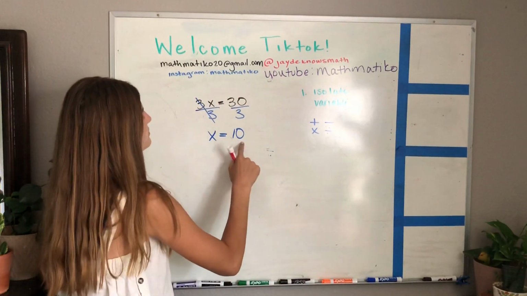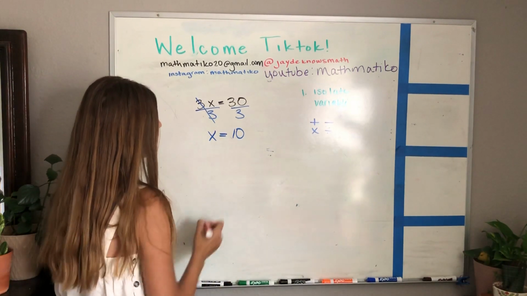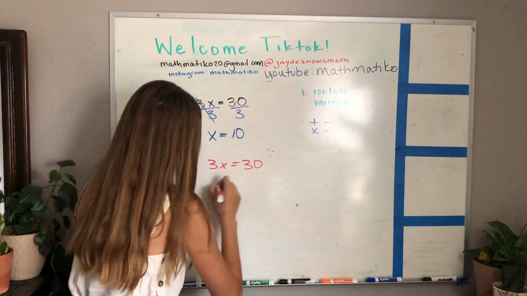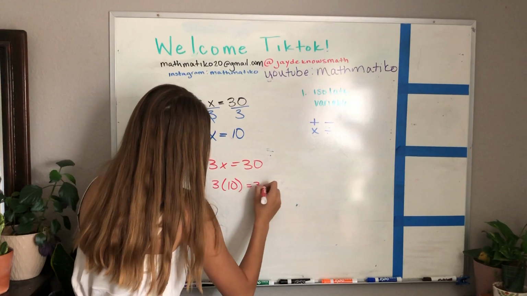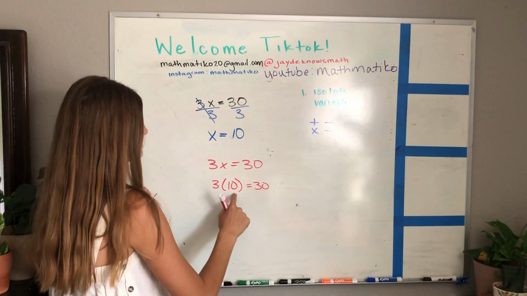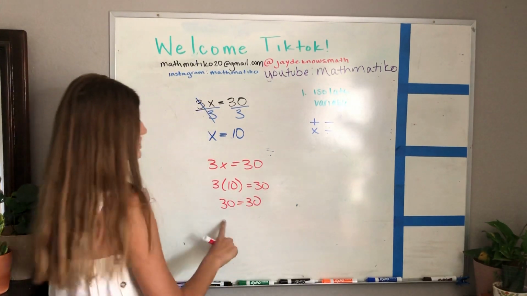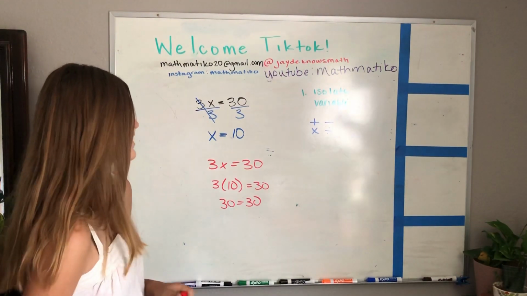We found x. X is no longer unknown. We know x is 10. So let's plug in x for our original equation. If you don't see what I just did, I just plugged in x equals 10 for our variable. 3 times 10 is 30. Does 30 equal 30? Yes, it does. So that's how we know we got a question right.